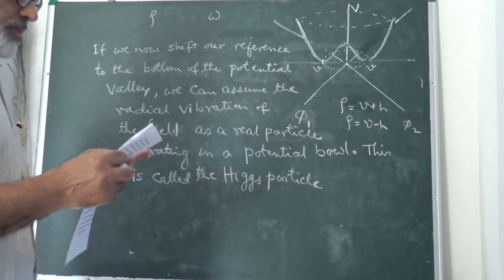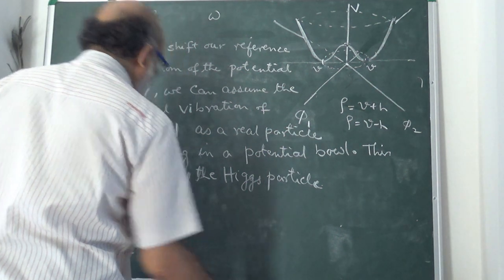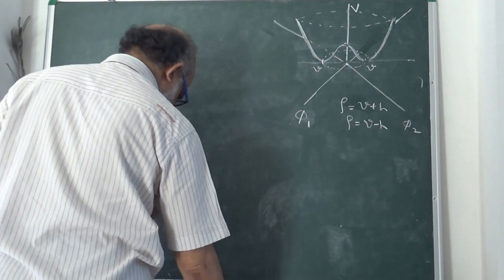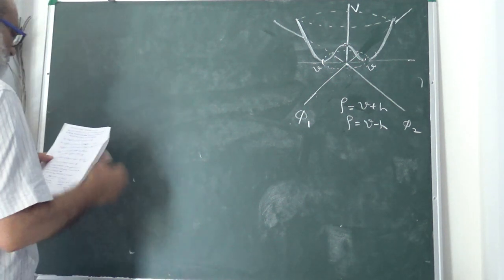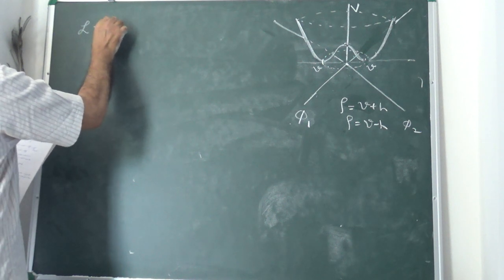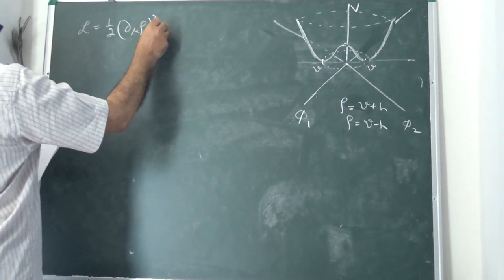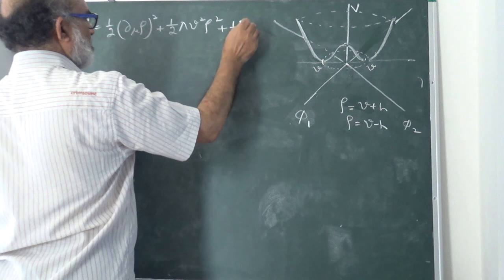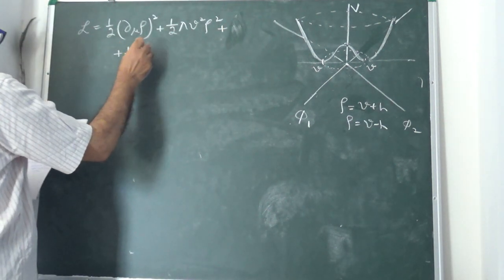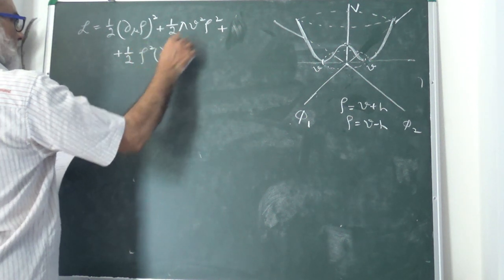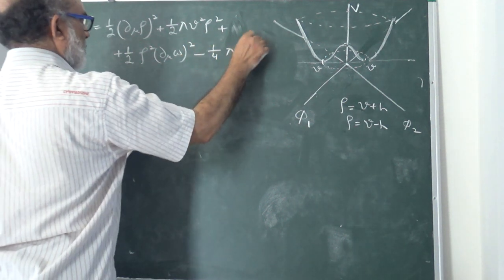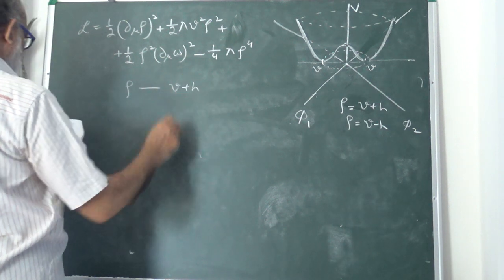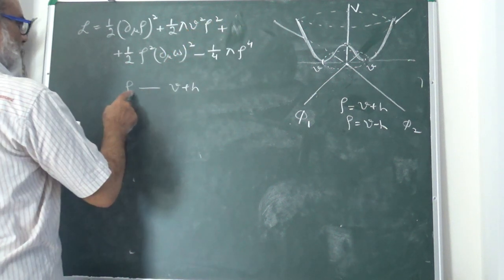So if you write, we have the Lagrangian, which we just wrote down. So our Lagrangian was lambda v square rho square plus 1 by 2 du nu square minus 1 by 4 lambda rho to the power 4. Now here, if you write instead of rho, say v plus h, and everywhere substitute v plus h instead of rho.